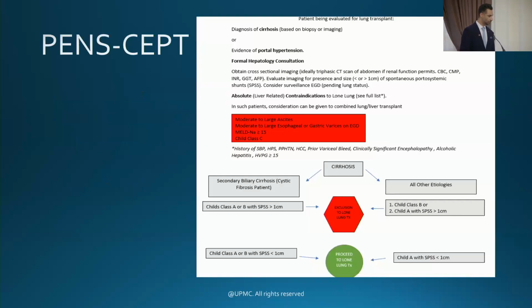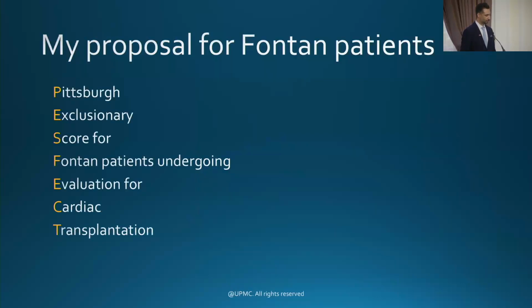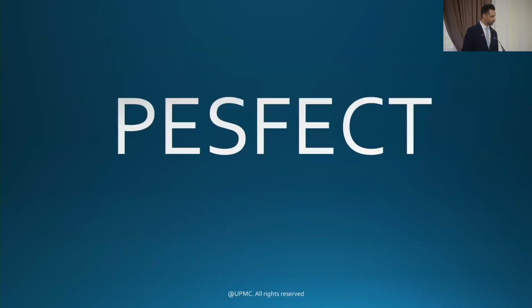I've been helping the lung group come up with an algorithm for their patients with cirrhosis, and I labeled it the PENCEPT score. We're hoping to get this published soon. So this is my proposal for Fontan patients. I'm unveiling it today. It is called the PESFEC score, Pittsburgh Exclusionary Score for Fontan patients undergoing evaluation for cardiac transplantation. Trust me, this score is anything but perfect.